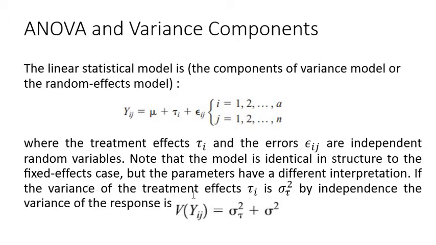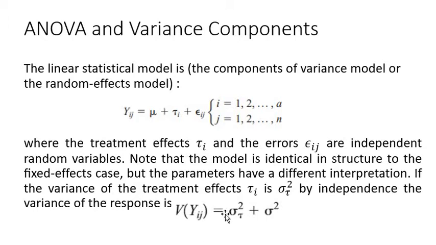So we are considering that the variance of the treatment effects, tau sub i, is equal to sigma squared sub tau. By independence, the variance of the response is this. V stands for the variance, and the response is the dependent variable, the response variable.